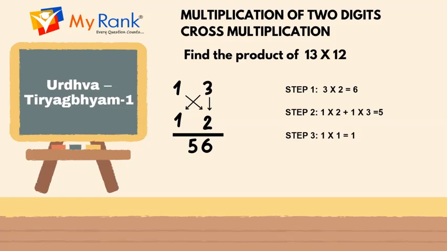Step 3. Vertical multiplication. Multiply 1 by 1. That is 1 into 1 equal to 1. So 1 is the third digit. Hence the combined answer is 156.